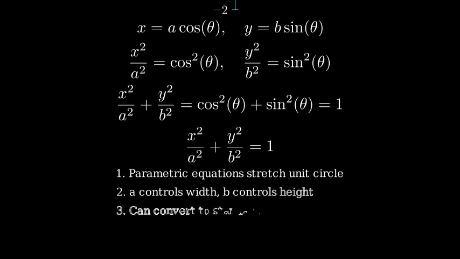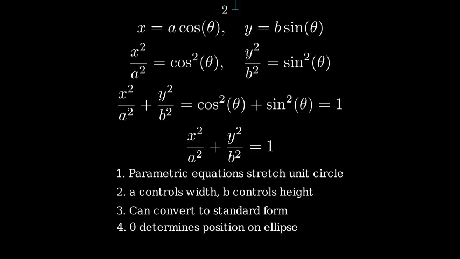To summarize, the parametric equations x equals a cosine theta and y equals b sine theta describe an ellipse by stretching a circle horizontally by a and vertically by b. These equations can be converted to the standard form, and any point on the ellipse can be found by choosing a value for theta.